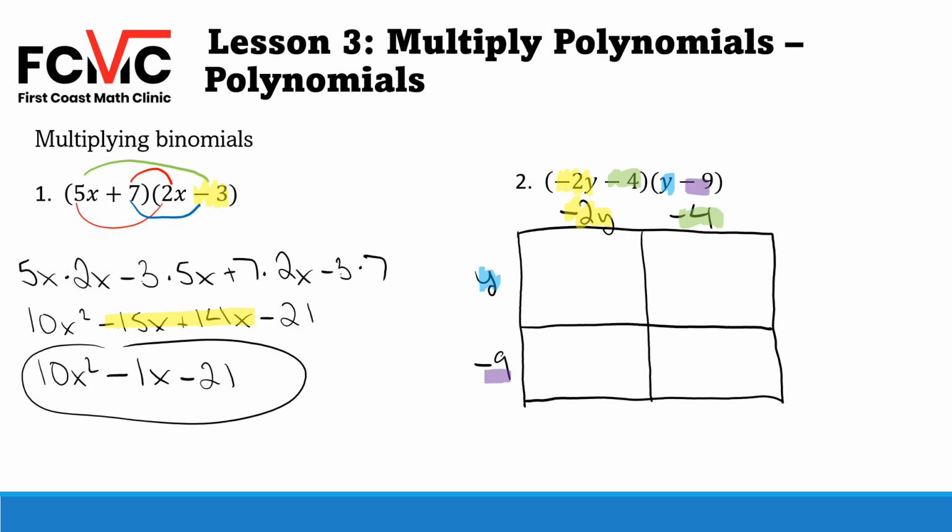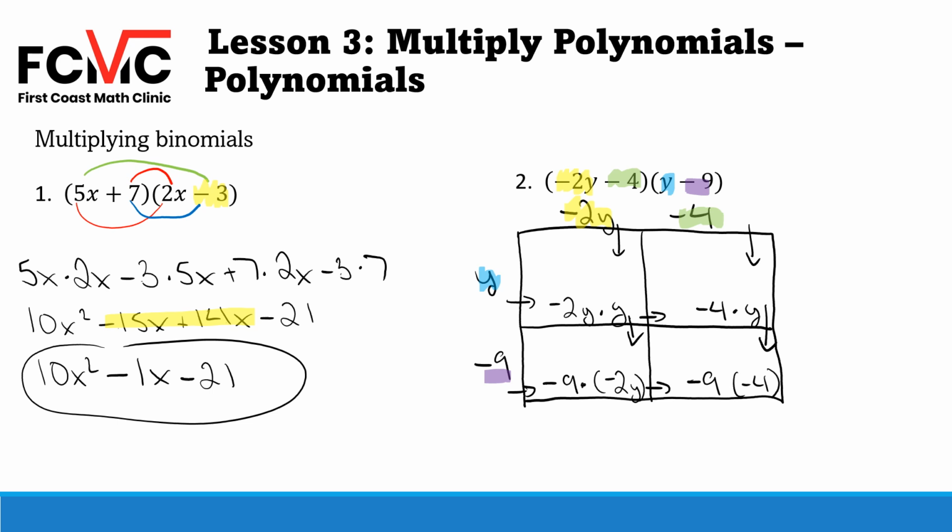Okay. All right, so let's multiply this. We're going to go down and across. So we're going to have negative 2y times y, down and across. So this is going to be negative 4 times y. Go down and across. So this is going to be negative 9 times negative 2y. And then go down and across. Negative 9 times negative 4.